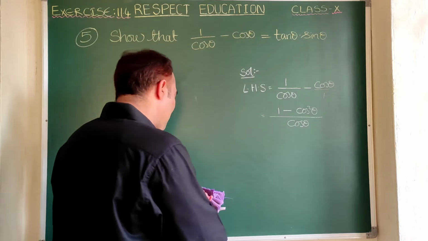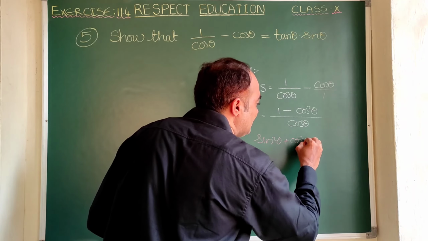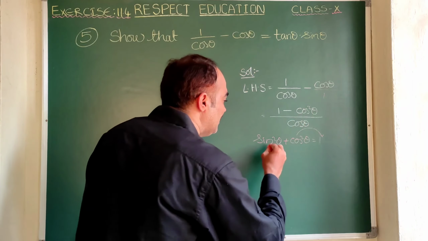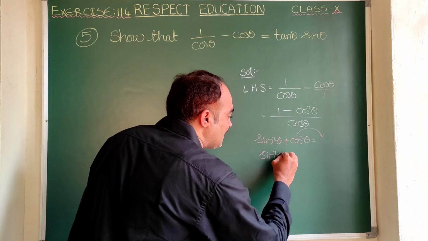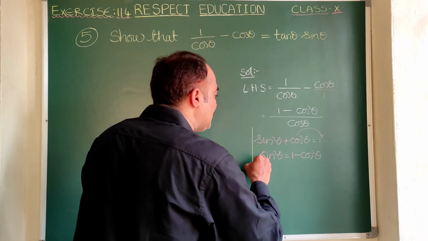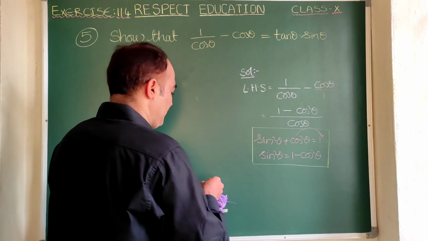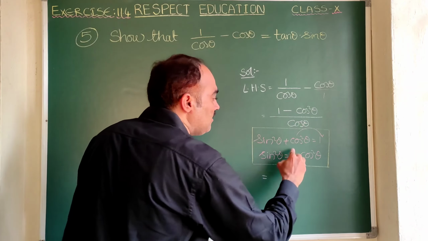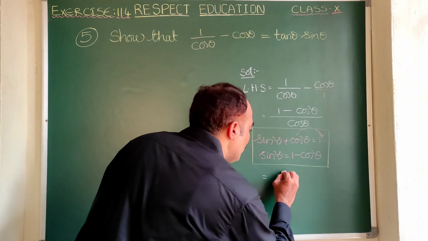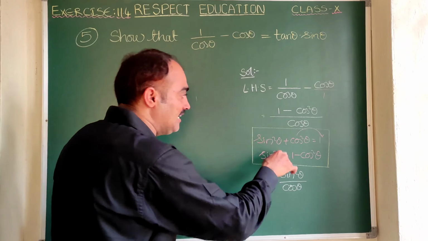Now we have the trigonometric identity, that is sin square theta plus cos square theta is equal to 1. Now here we need 1 minus cos square theta, so send this to the other side. So here what is left? Sin square theta is equal to 1 minus cos square theta. So based on this formula, in place of 1 minus cos square theta, what can be written? Sin square theta. So let us write sin square theta by cos theta. Let us write the denominator as it is.